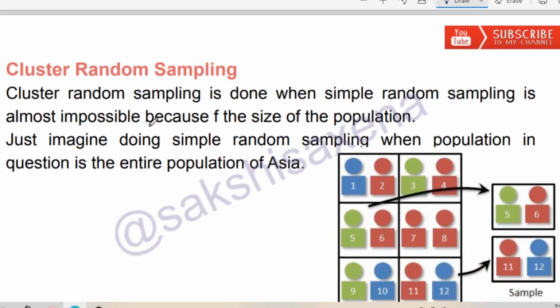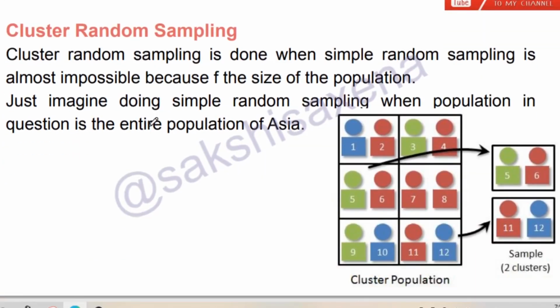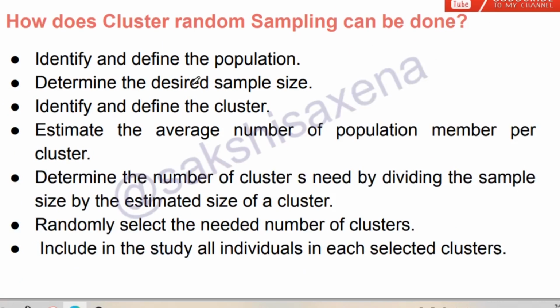Cluster random sampling is done when simple random sampling is almost impossible, because the size of the population is too big. So this is all about cluster sampling and how it can be done. The whole steps which we have learned in systematic sampling are followed, and after that randomly select the needed number of clusters and include in the study all individuals in each selected cluster.